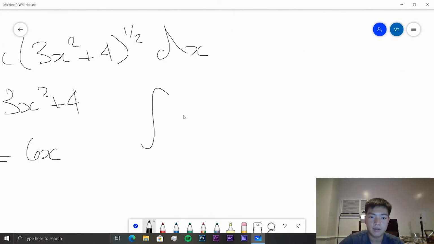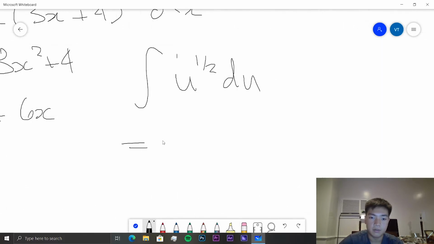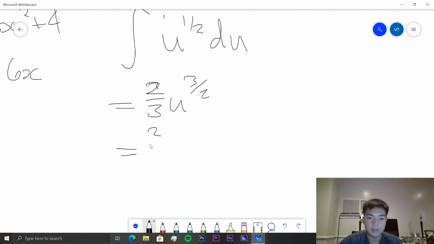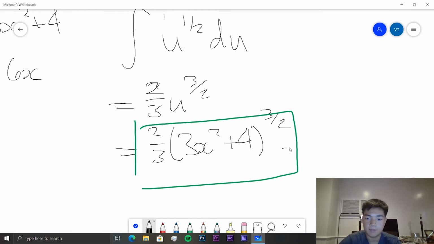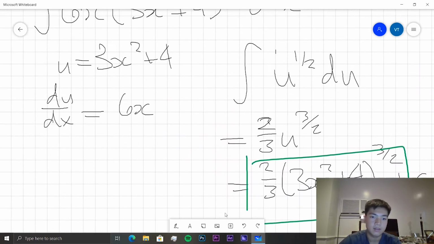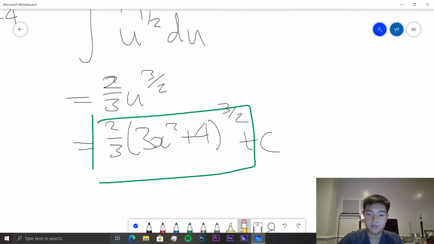So we get the integral of u to the 1/2 du, which is equal to 2/3 u to the 3/2, and so we can substitute it back in. So it's 2/3 times (3x squared plus 4) to the 3/2. So this is the resulting integral plus c. Never forget your constant, plus c. Okay, on to the next one.